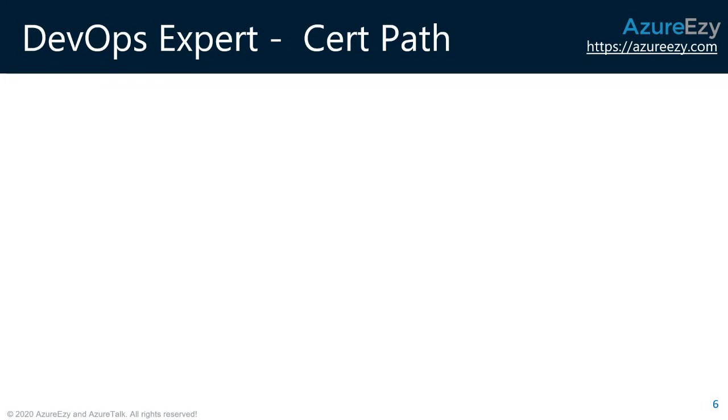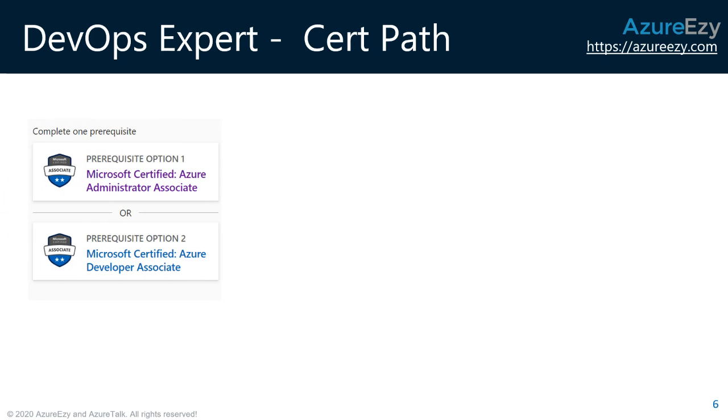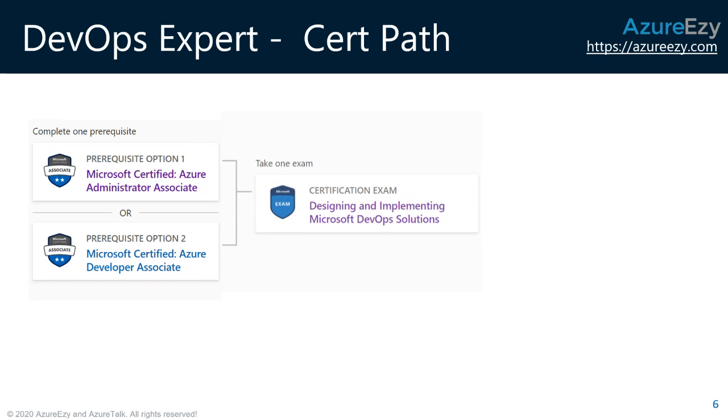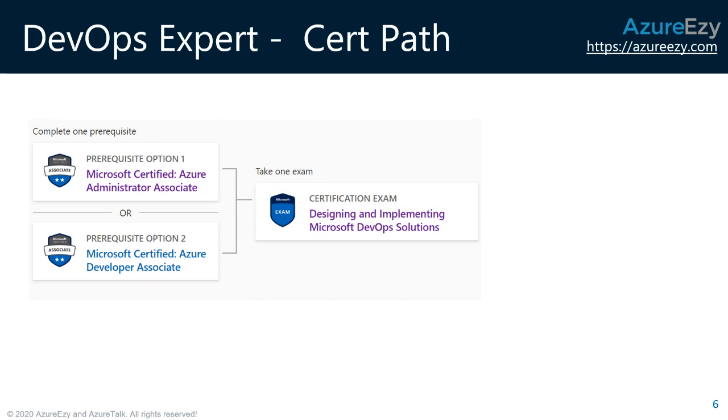Now let's go ahead and understand this DevOps exam AZ-400. To appear for the certification, you can take the exam that we are having the training for, that is Designing and Implementing Microsoft DevOps Solutions, which is exam 400. But to get a certification badge, you have to have one of the prerequisites.